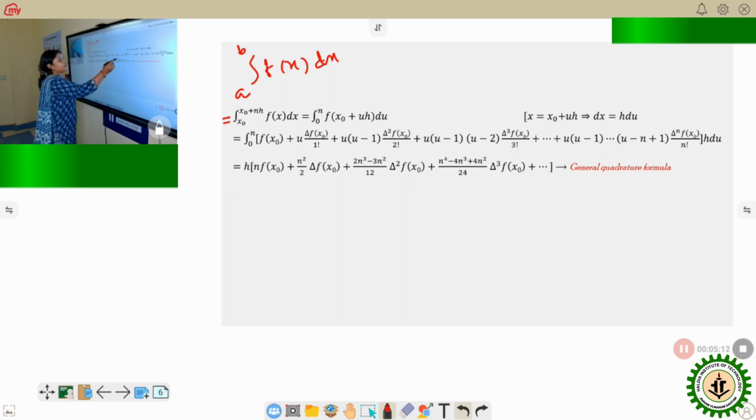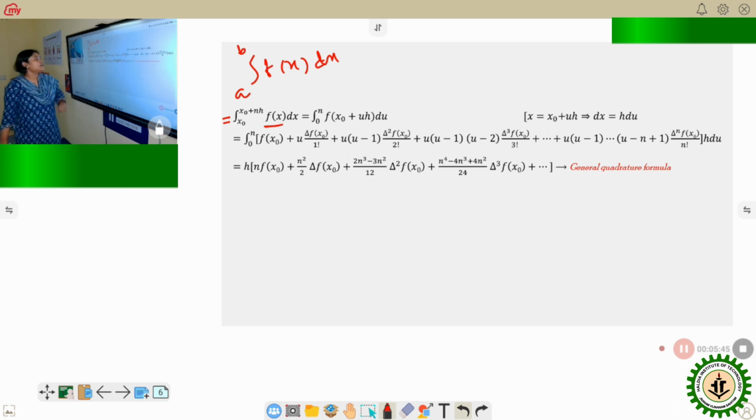Now for this f(x), I can use Newton's forward interpolation formula, Newton's backward interpolation formula, Lagrange's interpolation formula, or Newton's divided difference formula. Any one of these I can use for f(x). Here I am using Newton's forward interpolation formula. We know the formula is f(x naught) plus u into delta f(x naught) by 1 factorial plus u into (u minus 1) into delta square f(x naught) by 2 factorial plus and so on.